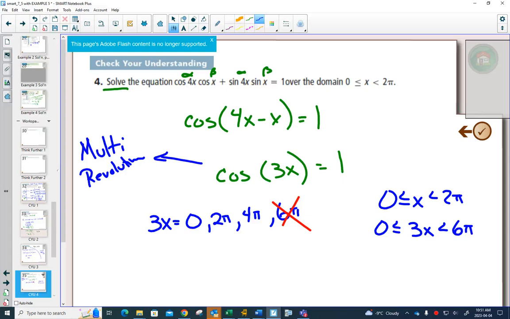They didn't have an equal sign with a 6 pi, so 6 pi has to not get included. Then after you have solved for 3x, you can now solve for x by dividing each of them by 3. And your answers for x are in the domain for x between 0 and 2 pi. So what was initially something that didn't look like multi-revolution at all, by doing some manipulation, we came into a question that we've already solved.